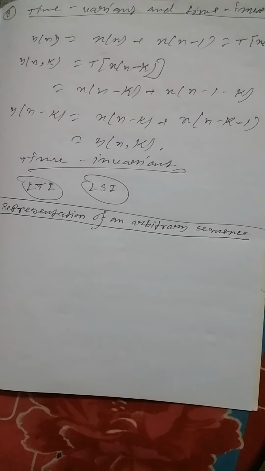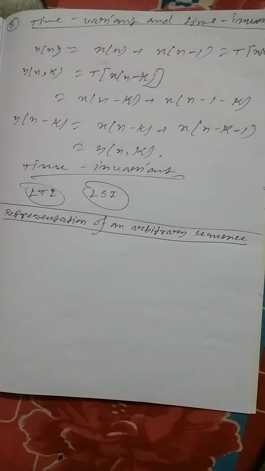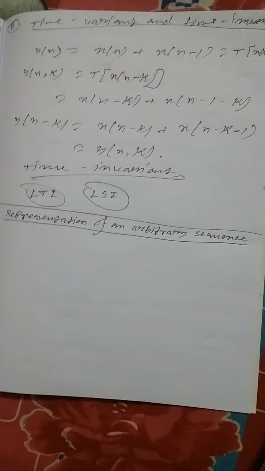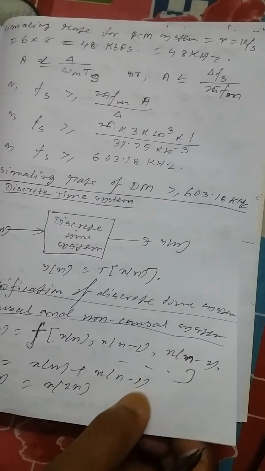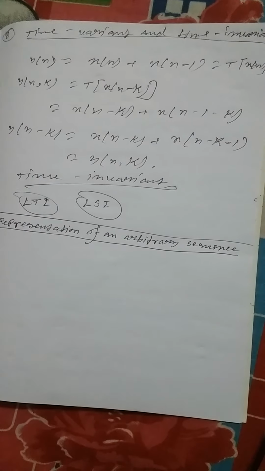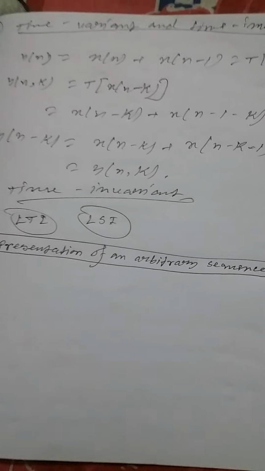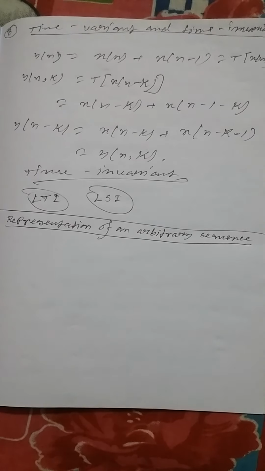In my earlier video, I discussed discrete time systems and their classification. I discussed three classifications: causal and non-causal systems, static and dynamic systems, linear and non-linear systems, and time variant and time invariant systems. In this video, I want to discuss the representation of an arbitrary sequence.